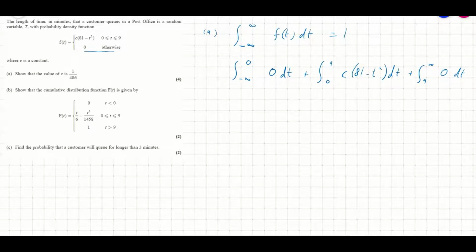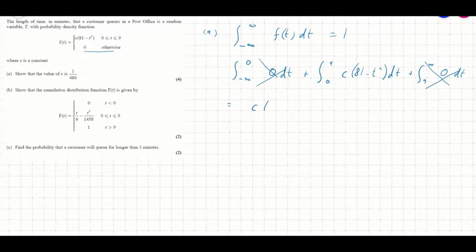Now obviously the integral of 0 is just going to give us 0. So we can ignore those, and all we end up with is this integral between 0 and 9 of c(81 minus t squared).